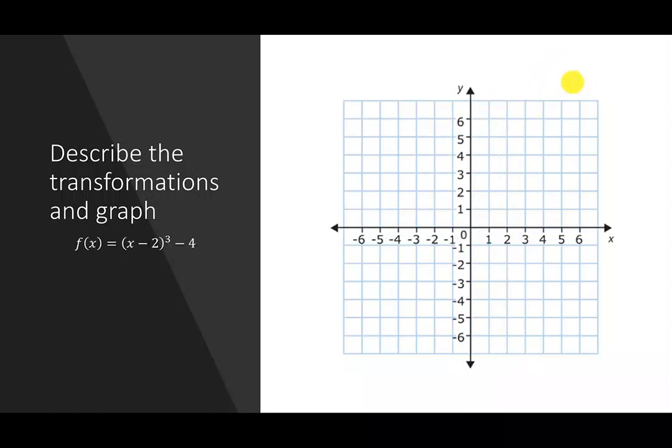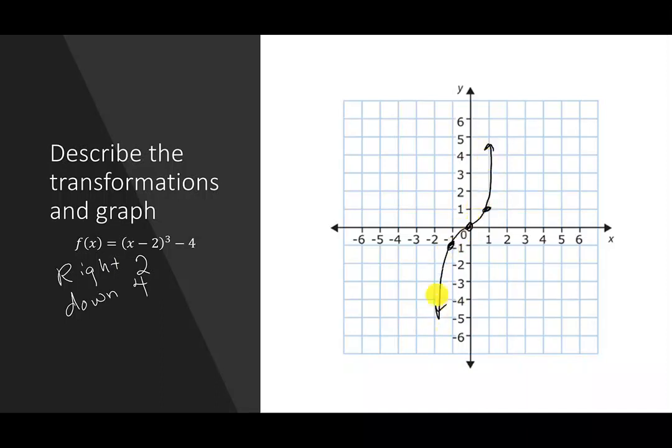Here's another one with multiple transformations. I have x minus 2 cubed minus 4. This is going right 2 and then down 4. I will do it in 3 steps to kind of help us out. So the first step is draw x cubed. X cubed, 0, 0, 1, 1, negative 1, negative 1. Curves up, it curves down.